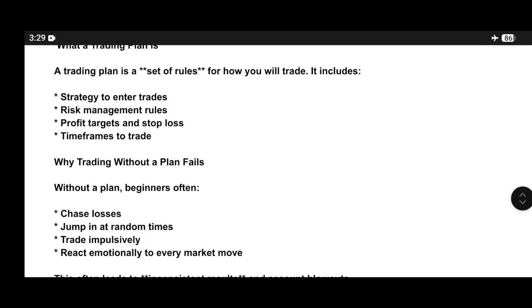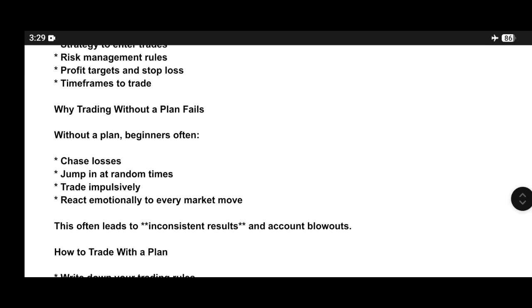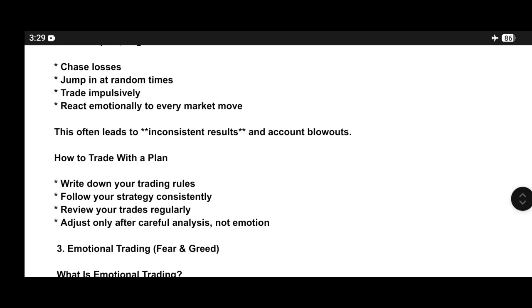Why does trading without a plan fail? Without a plan, beginners often chase losses, jump in at random times, trade impulsively, and react emotionally to every market move. Are you getting me? This often leads to inconsistent results and account blowout. So how do you trade with a plan? Write down your trading rules, follow your strategy consistently, review your trades regularly, and adjust only after careful analysis and not emotion.